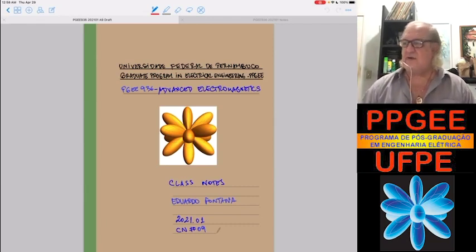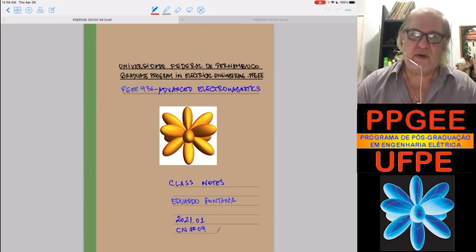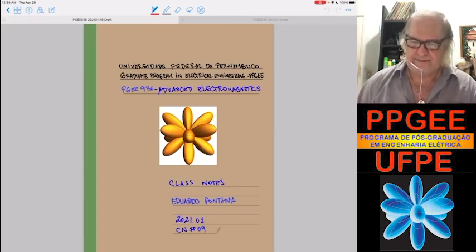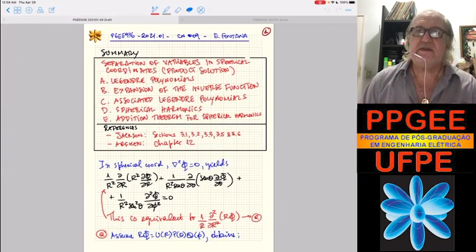In the next class we are going to talk about the problem of solving Laplace's equation in cylindrical coordinates when the potential depends on 3 coordinates. So today's plan, we are going to follow this summary.